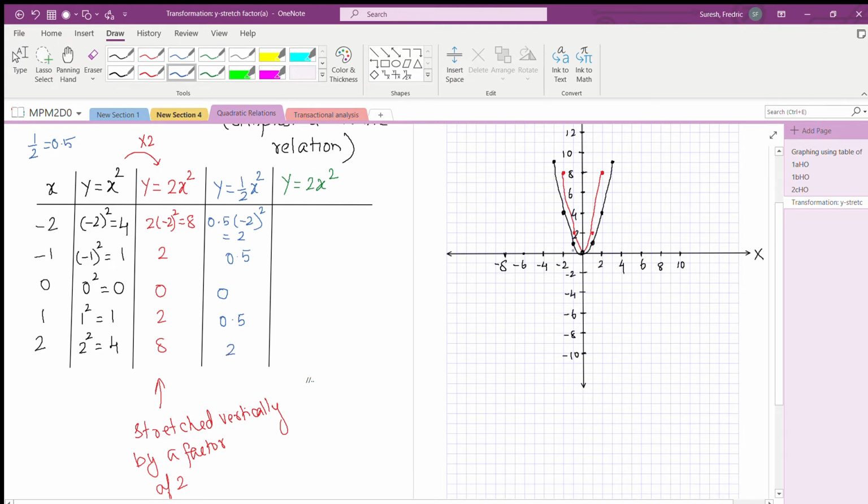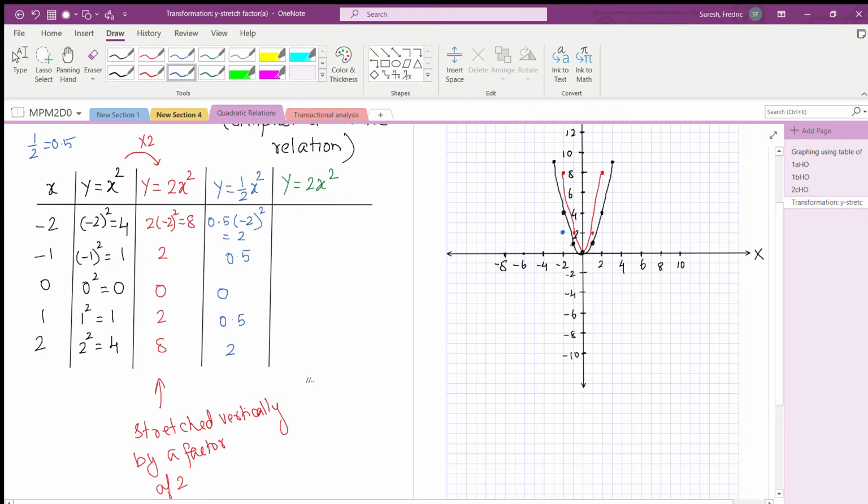So notice here, for x equals negative 2, the y value is 2. So I put here, compared to the base graph, the original value at that point was 4. Now it has become half as much. 4 has become a 2.